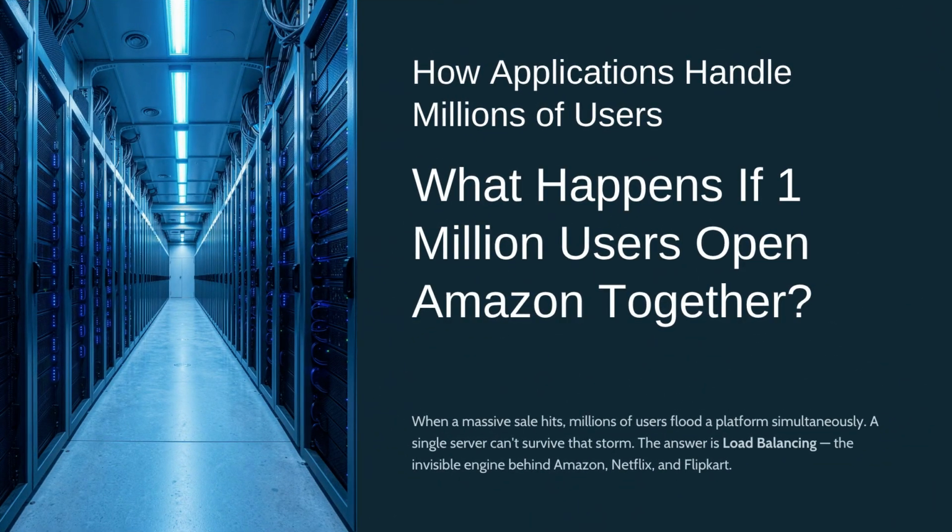Continuing our Solutions Architecture series, let's dive in. Imagine Amazon announces a massive sale and suddenly 1 million users open the website. If all requests go to a single server, that server will quickly become overloaded and may crash. So how do companies like Amazon, Netflix, and Flipkart handle millions of users? The answer is load balancing. Today we'll learn how load balancers distribute traffic and keep applications available even during massive traffic spikes.